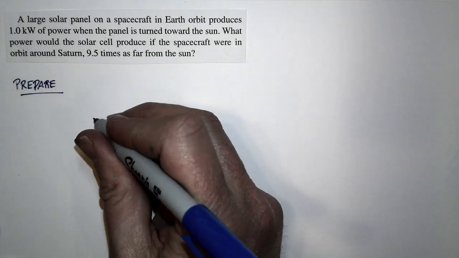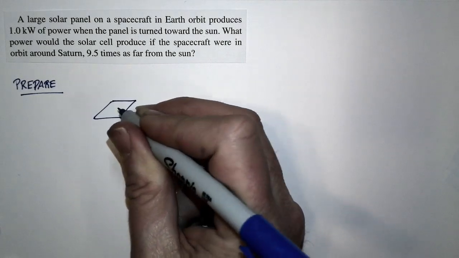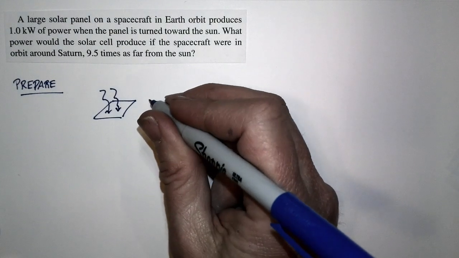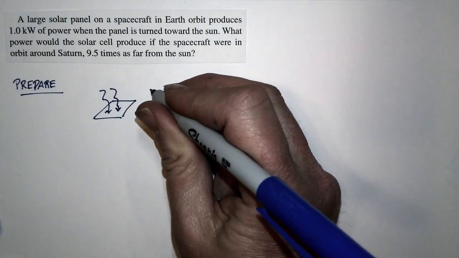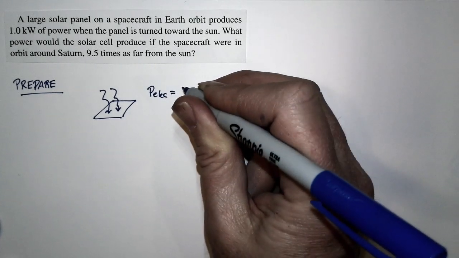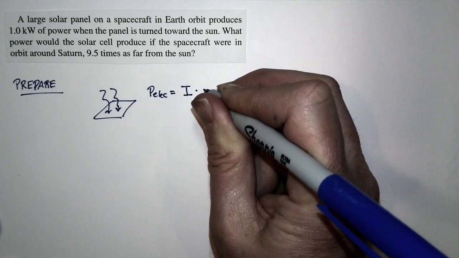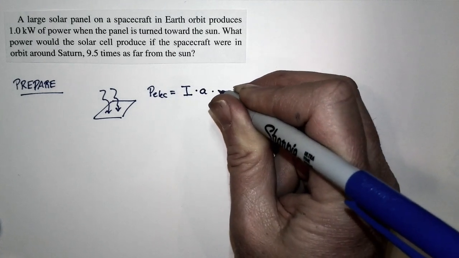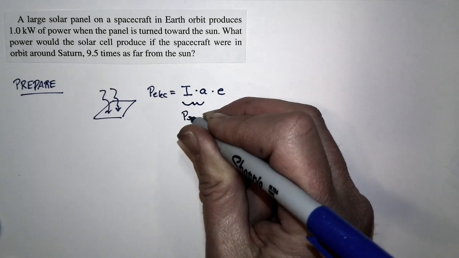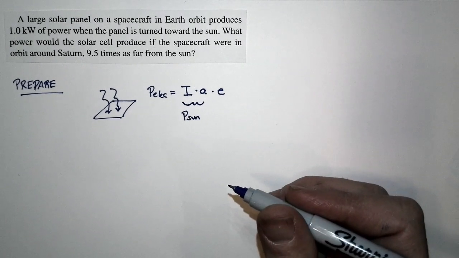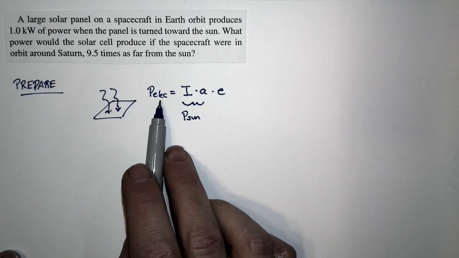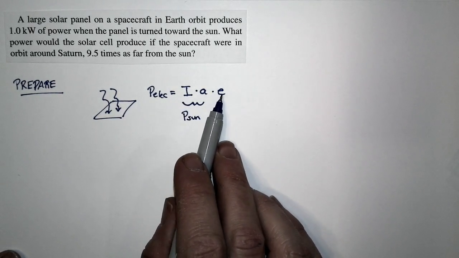Now let's think about this. If I have a solar panel and sunlight is falling on it, it's going to produce energy. The electric power is going to be equal to the intensity of the sunlight times the area of the solar panel times the efficiency. The intensity times the area is just the power of the sunlight that falls on the panel. We know that.